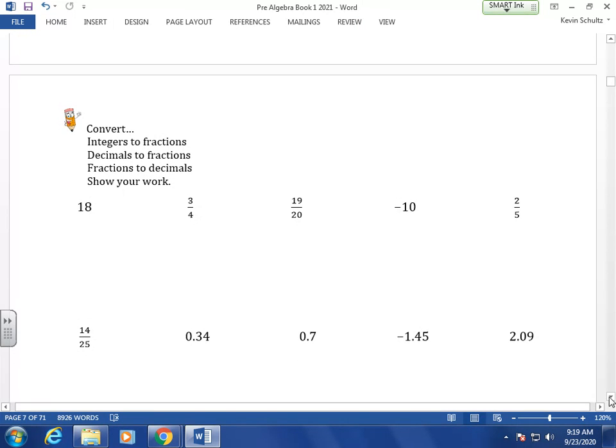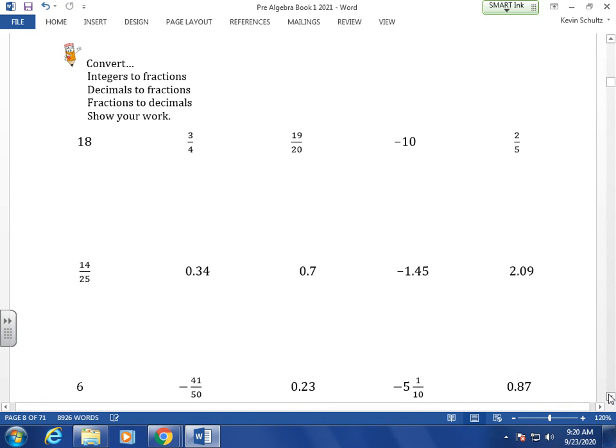So for your homework, the directions here say convert integers to fractions. So if you're given an integer, I want you to convert it to a fraction. If you're given a decimal, I want you to convert that to a fraction. And if you are given a fraction, I want you to convert that to a decimal. Work must be shown. Now, how do you really show your work on like 18? That being an integer, converting that to a fraction, that would be the exception where all I would really need there is the answer. There's not really any work to be shown because you're just writing it as 18 wholes.